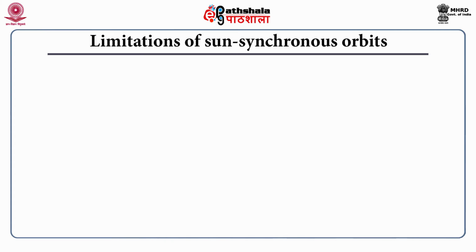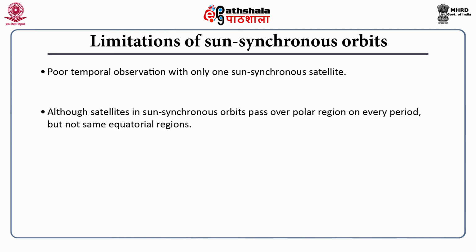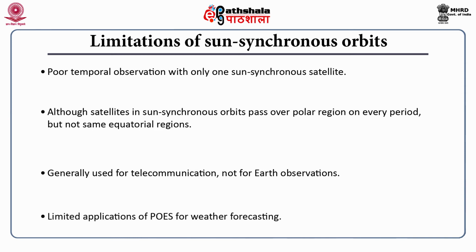Now, the limitations of these sun synchronous orbits are the poor temporal observation with only one sun synchronous satellite. Although the satellites in sun synchronous orbits pass over polar region on every period, they do not pass over the same equatorial regions. Generally used for telecommunication, but these satellites are not used for Earth observations. The limited applications of POES can be done for weather forecasting.